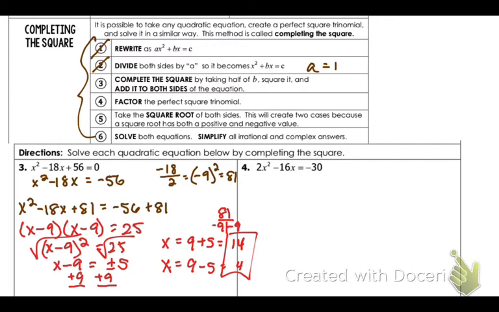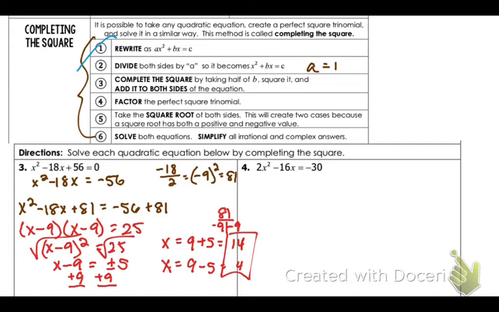Let's look at number 4. I'm going to help you start number 4, but I'm not going to do it. Okay. So first things first, rewrite it so that it is equal to c. So ax squared plus bx is equal to c. So I'm good. I don't even have to do anything anymore. So I'm done with step 1.